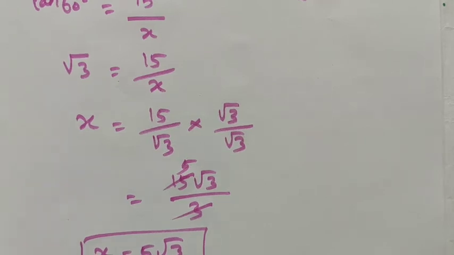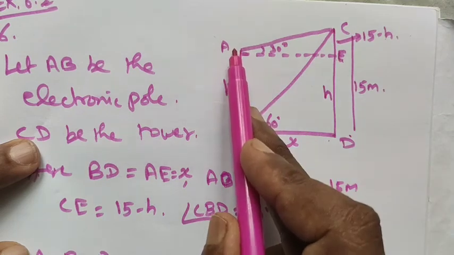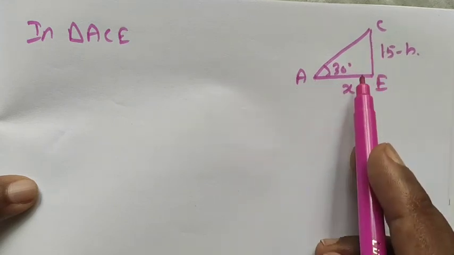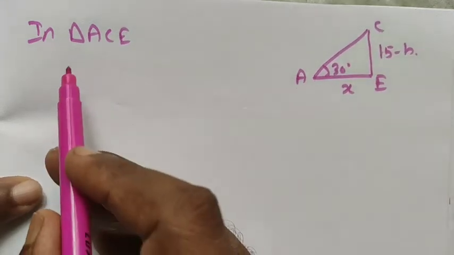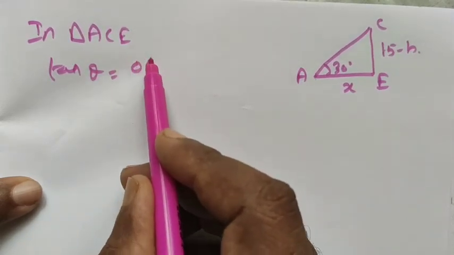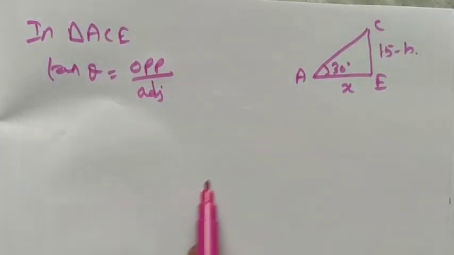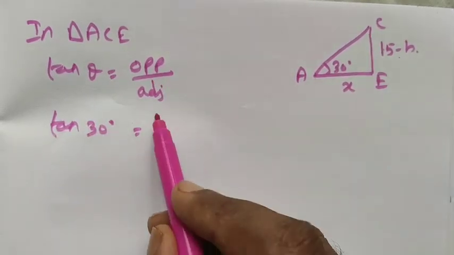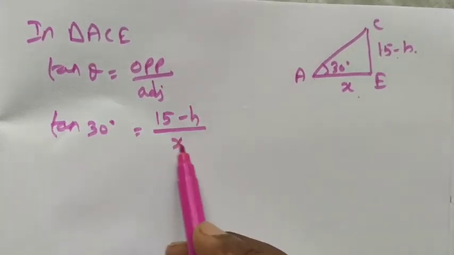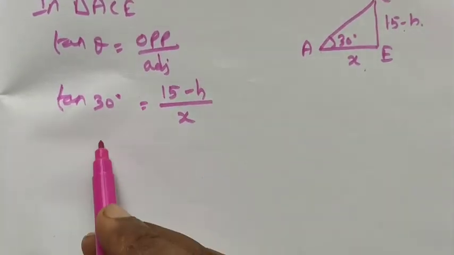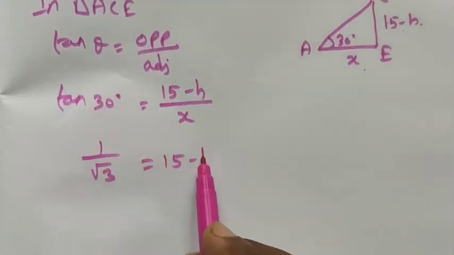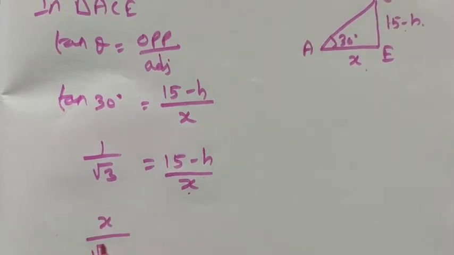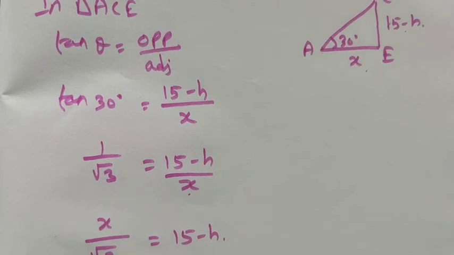Next we take the triangle. Next we are going to take the triangle ACE, the smaller triangle, right? In triangle ACE, here we have the opposite divided by adjacent ratio. So tan theta is equal to opposite side divided by adjacent side. Here theta is given as 30 degrees. So tan 30 degrees is equal to the opposite side, 15 minus H, divided by X. We know that tan 30 is 1 by root 3, equal to 15 minus H divided by X. I take this X to this side. X divided by root 3 is equal to 15 minus H.